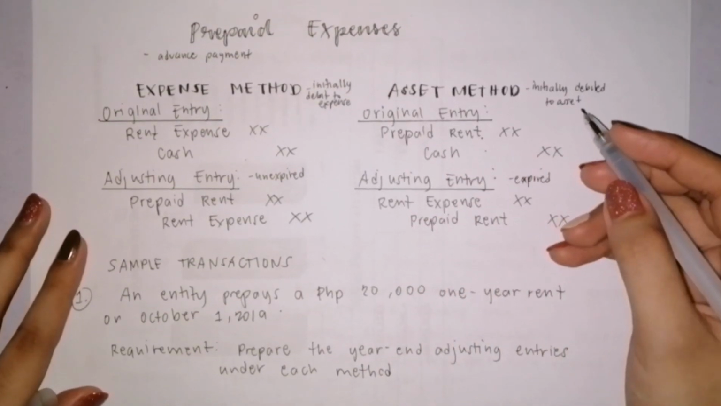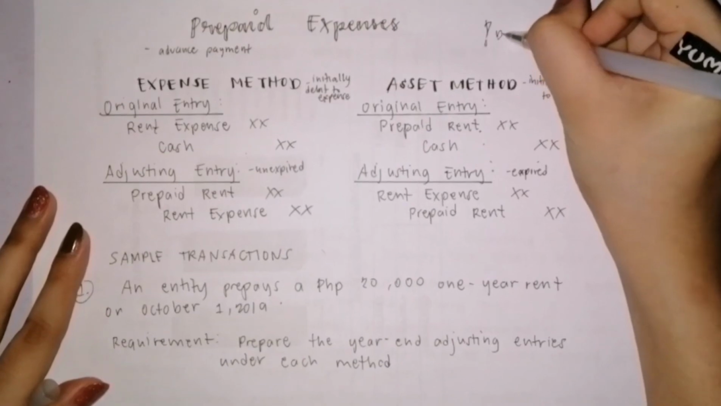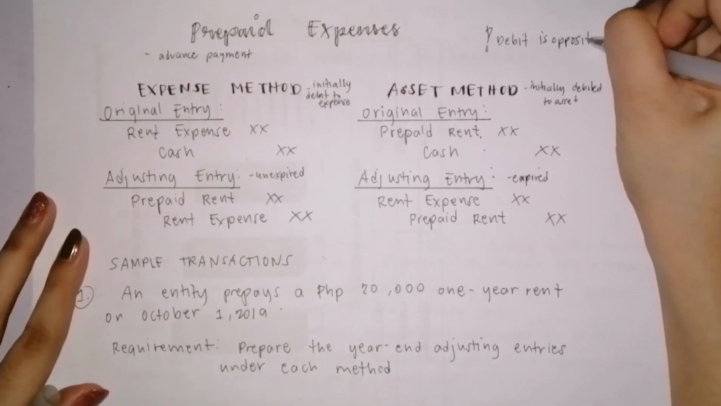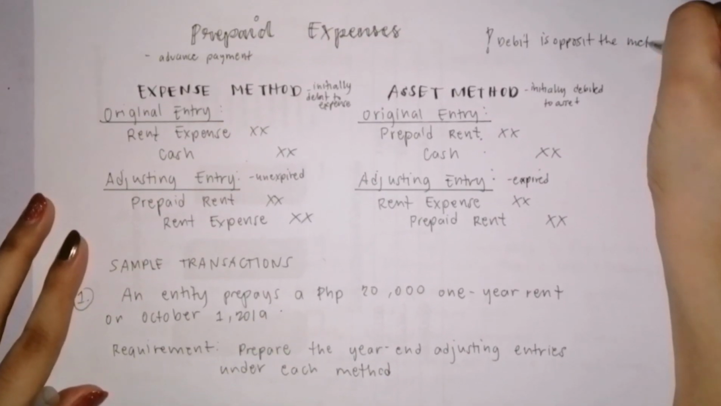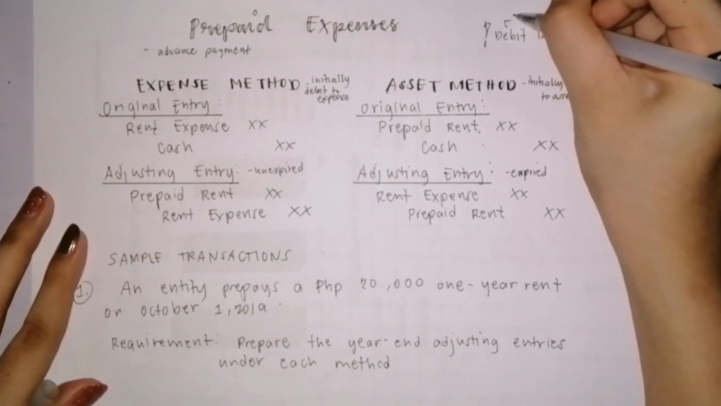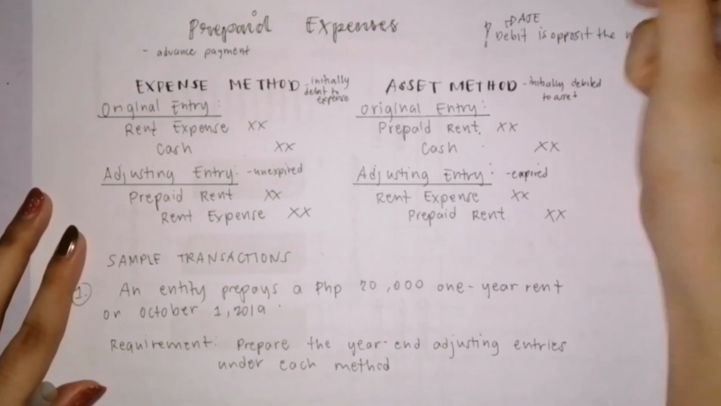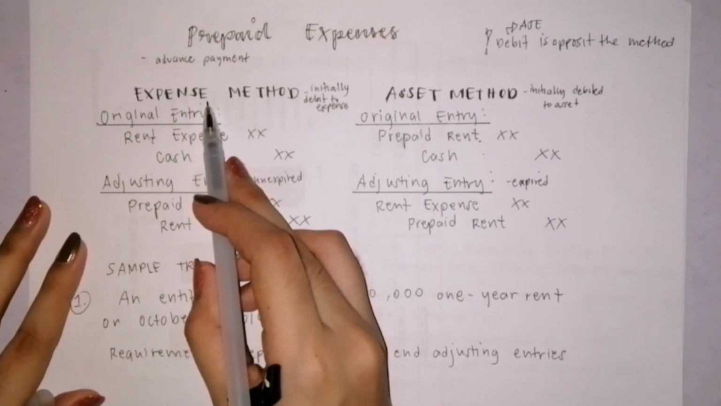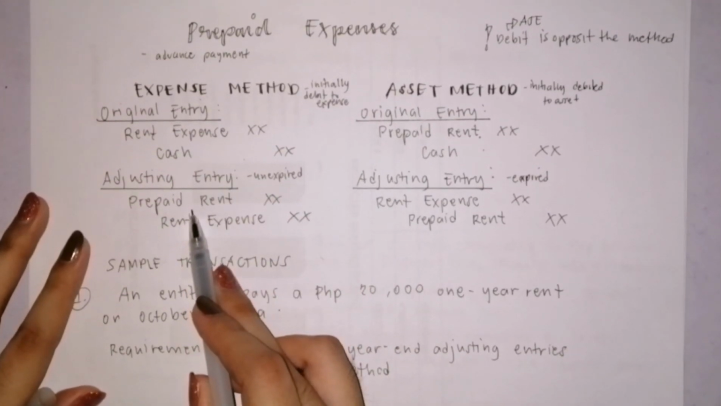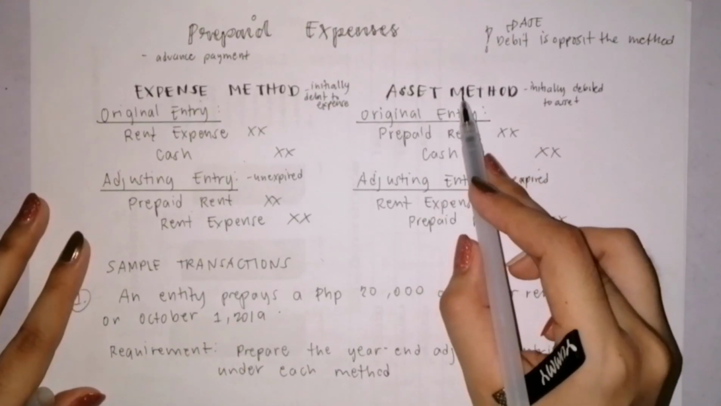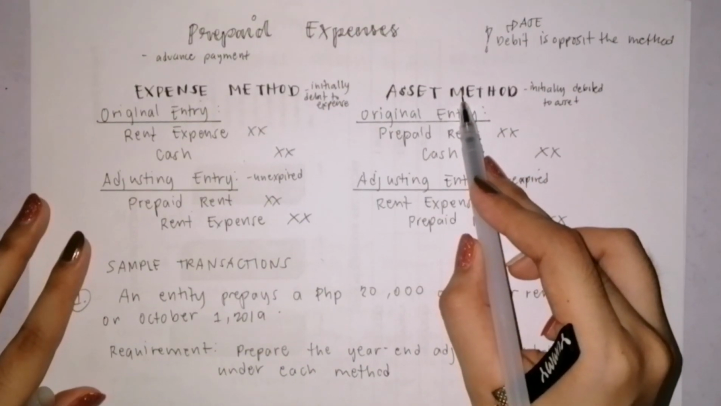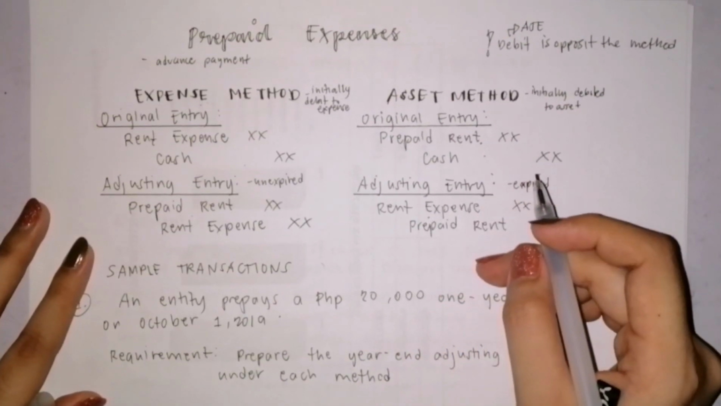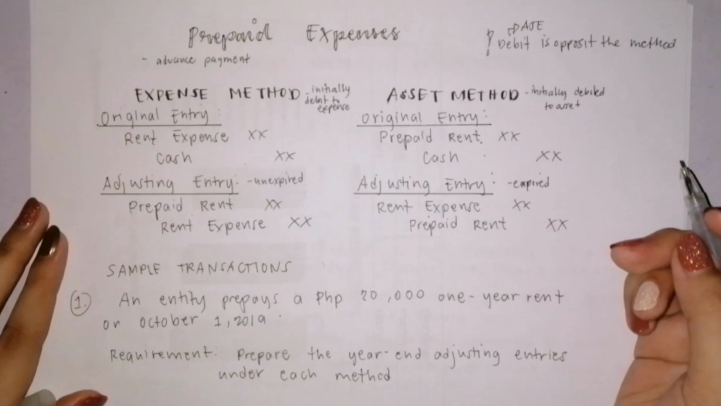Always remember that when making adjustments to prepaid expenses, the debit is always opposite the method. So anong ibig sabihin nito? Yung debit na tinutukoy niya dito is the debit in the adjusting entries. In the first method, the expense method, by year end, the adjusting entry will be a debit to prepaid rent. On the other hand, in the asset method, by year end, the adjusting entry debit would be rent expense. Always remember this para mapadali yung buhay natin when making adjusting entries.